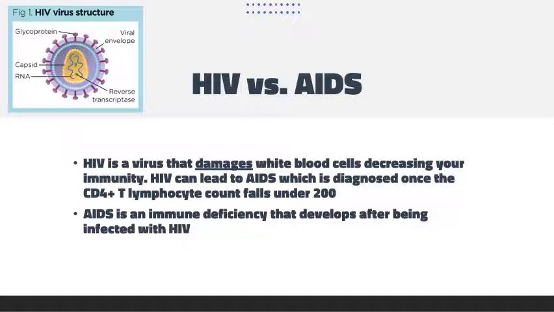So you may be wondering, what is the difference between HIV and AIDS? HIV is a virus that damages white blood cells, which decreases your immunity. HIV can lead to AIDS, which is diagnosed once the CD4 T lymphocyte count falls under 200. HIV interferes with your body's ability to fight off infections and diseases, hence the decreasing immunity once you contract it. AIDS is an immune deficiency that develops after being infected with HIV. AIDS can be chronic and can be life-threatening, oftentimes being fatal.